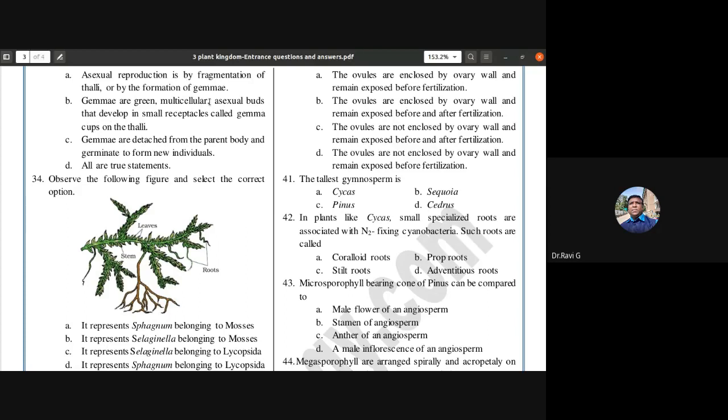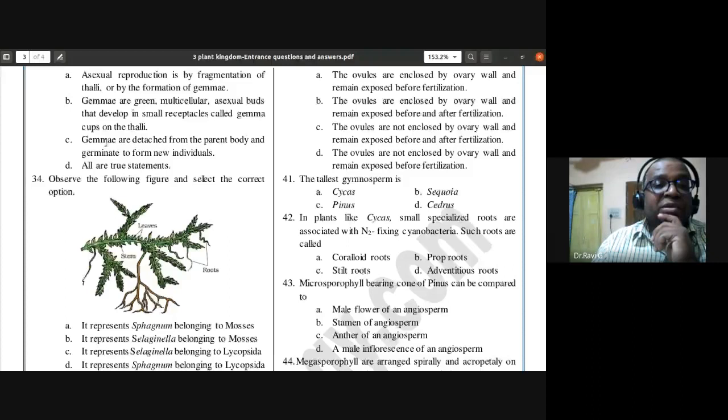Gemmae are green multicellular asexual buds that develop in small receptacles called gemma cups on the thalli. Gemmae are detached from the parent body and germinate to form new individuals. See, all the three statements are true. All the three statements are correct. So D is the answer for this 33rd.